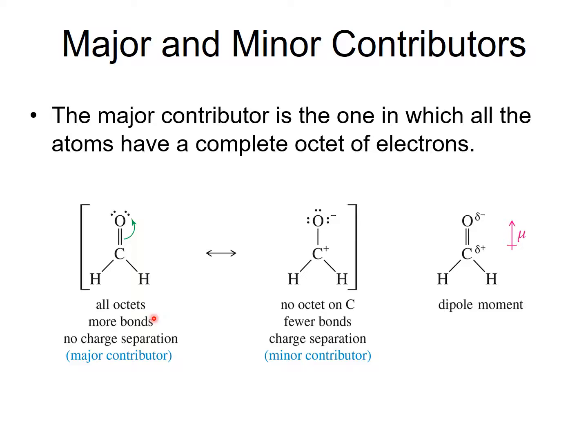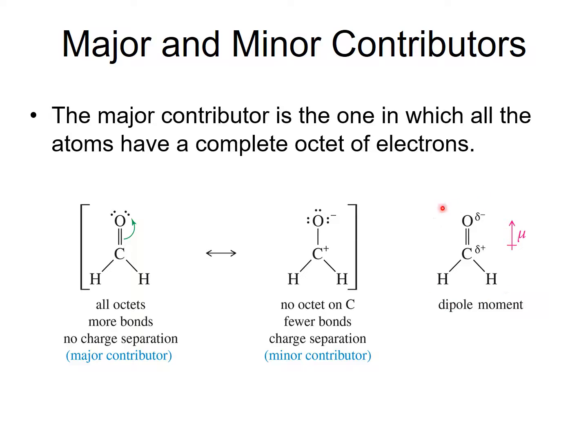You have more bonds here. You only have 3 bonds here. I actually have 4 bonds here. There is no charge separation. This doesn't even have any kind of charge. This has a charge, and you actually have a charge separation. So this is not as good a resonance structure as this structure. So this is a bad resonance structure, and this is a good resonance structure. But they are both resonance structures, and this does have a minor contribution to the entire structure.